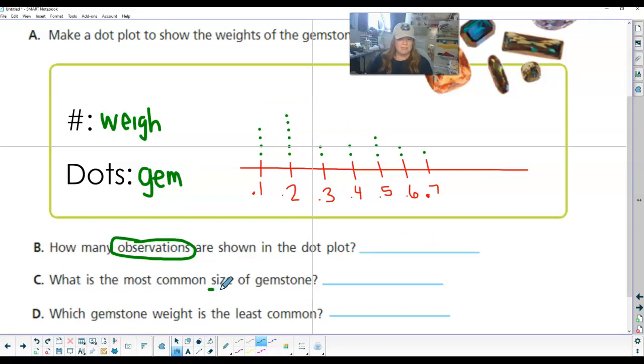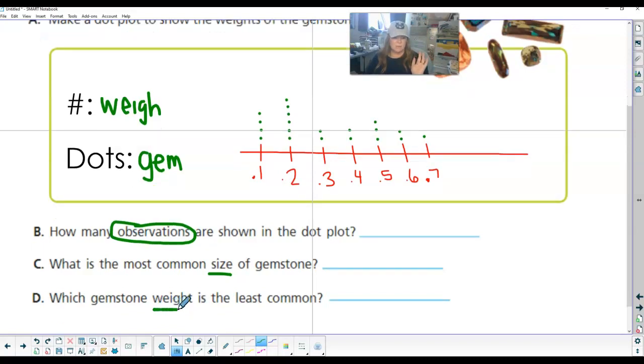Okay, what is the most common size, right? So that's their weight. So we need to give an answer from the number line this time. The most common, remember, most common is the one that goes up the highest. So the weight that goes up the highest. So not the greatest weight, which one just has the most. And then this one, again, asks the weight. So we need to use a number from the number line that is the least common. So which gemstone has the least amount of those? So we're looking for the one with the least amount of dots for D. So go ahead and finish those up.